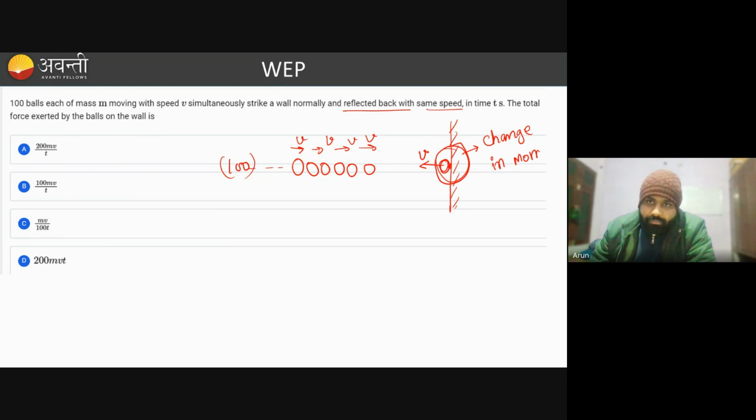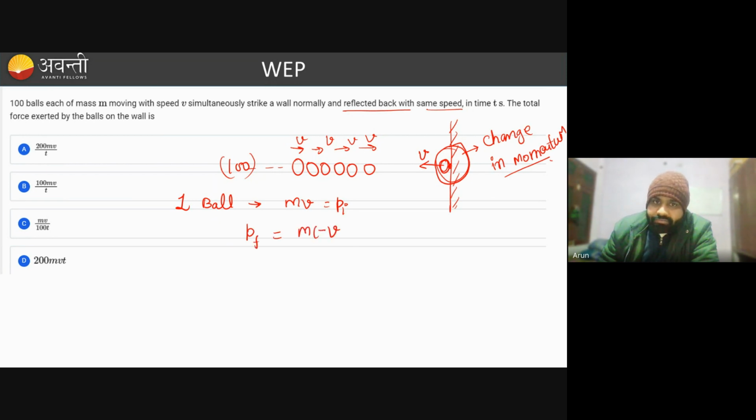So this is a change in momentum. Now we need to calculate this change in momentum. For one ball, the mass of the ball I can consider small m, and the speed is v. So initial momentum is mv, and final momentum will be m into minus v. Minus comes because it is changing the direction. Initially this direction we have considered positive, this direction we would consider negative.